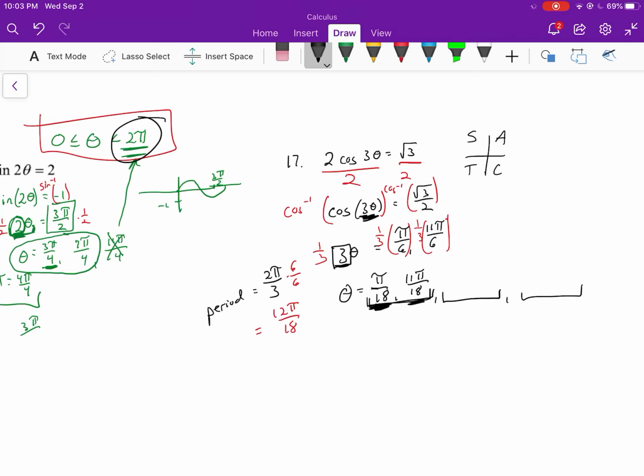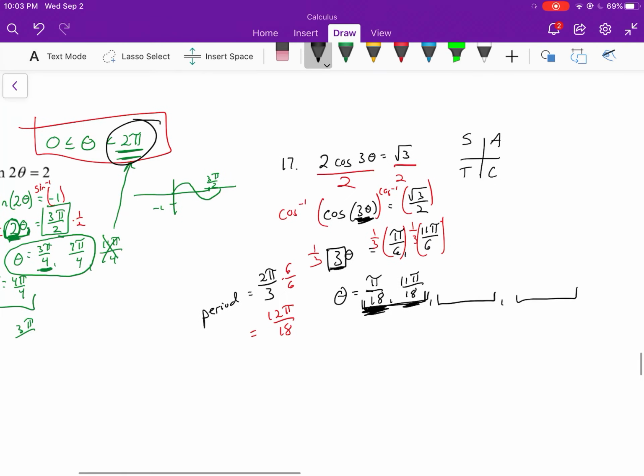So we take pi over 18 plus 12 pi over 18 is 13 pi over 18. And then we take 11 pi over 18 plus 12 pi over 18, which is 23 pi over 18. And then we take the 13 pi over 18 plus 12 pi over 18. 12 plus 13 is 25 pi over 18. And then we take 23 pi over 18 plus 12 pi over 18, which is 35 pi over 18.